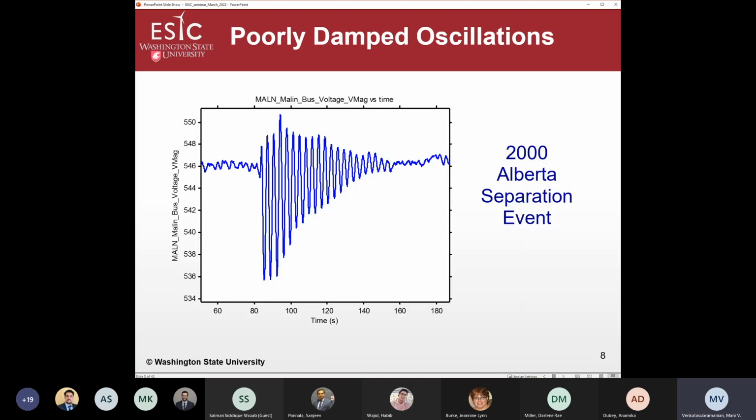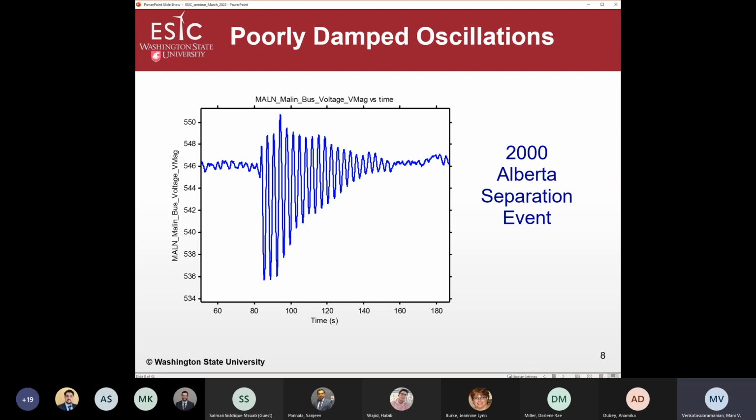Here is an example again from the real system back in 2000, when Alberta separated from the rest of the Western grid. You can see the oscillations lasted a while. It took about 60-70 seconds for the oscillations to return to a nominal equilibrium or steady state condition. And here we could show that the damping was around 2% in terms of the damping ratio, and that would be unusually low for where we want to operate the system.